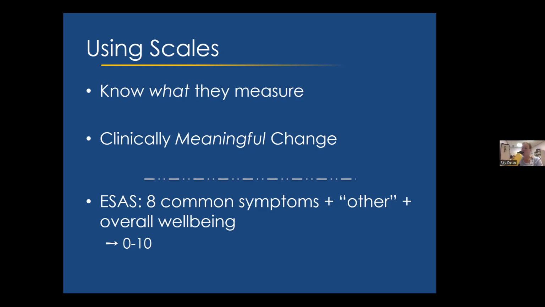ESAS, the Edmonton Symptom Assessment Scale, is one that I find really helpful and also helps in the clinical world and is very applicable. It asks about 8 common symptoms. It gives you the opportunity to add a symptom. So if a patient struggles with something that's not part of that given list, you can add that in and track that. And I love that it also asks about overall well-being, because that doesn't necessarily correlate.